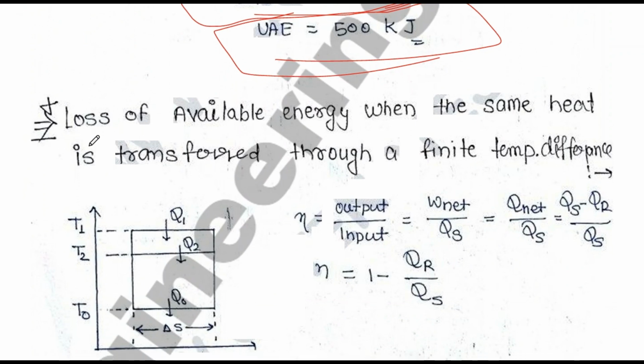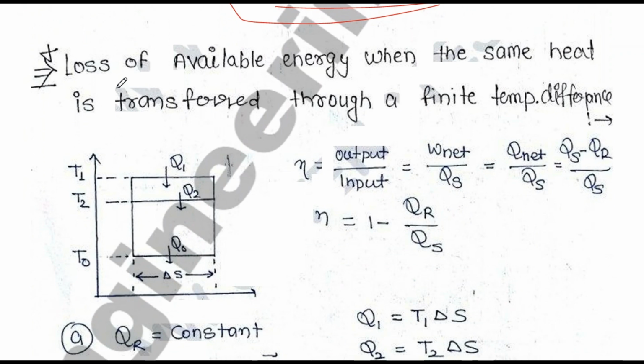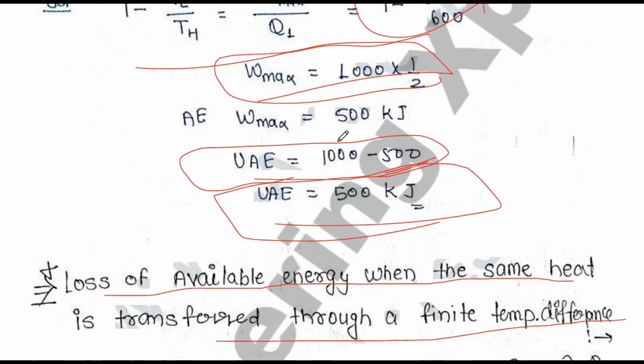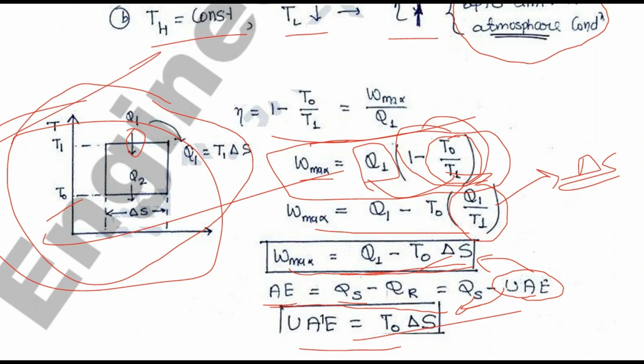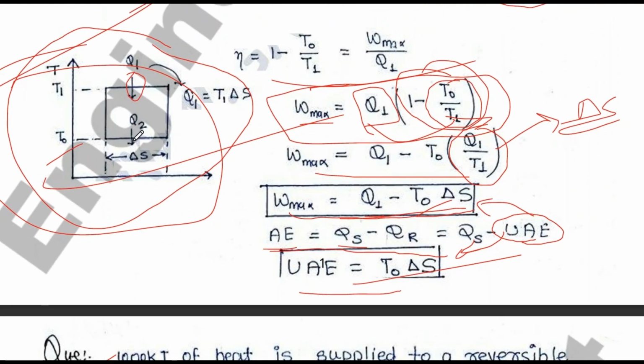Again, let's start with theory only. So, loss of available energy when the same heat is transferred through a finite temperature difference. Here, the heat engine was working in a reversible manner. So, you do not see a finite temperature difference over here. Like the reservoir is at T1 and we are getting the heat at T1. So there is no temperature difference because it is a reversible process.